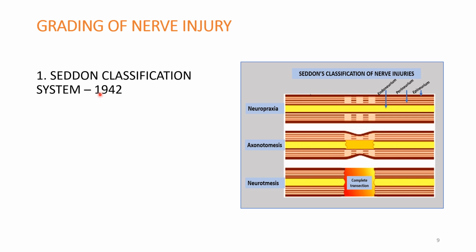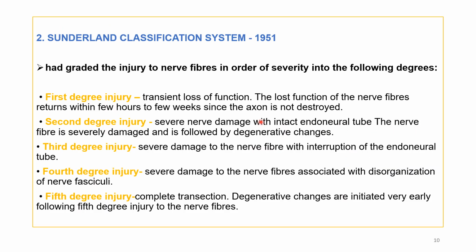So according to Seddon, there are three gradings of nerve injury: neuropraxia, axonotmesis, and neurotmesis. In neuropraxia, there is only physiological conduction block. In axonotmesis, there is conduction block, and in addition the axon is damaged. Here you can see Wallerian degeneration. And in neurotmesis, there is complete transection of the nerve. Next, coming to the Sunderland classification, which was given in 1951.